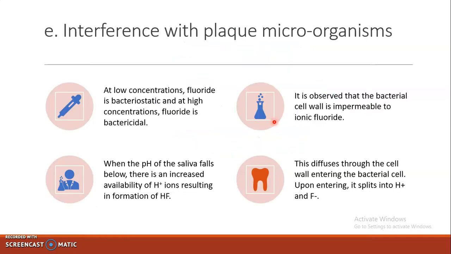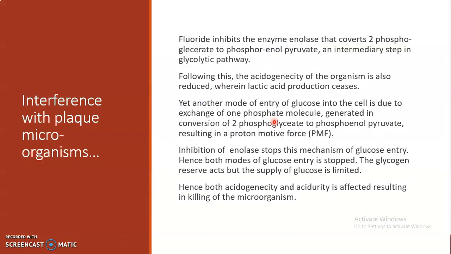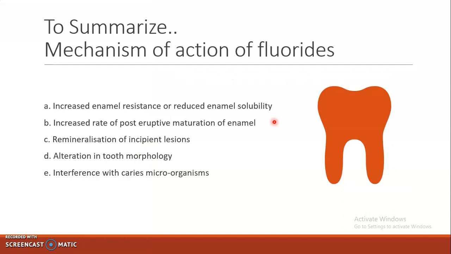Now this is what I have explained in all these steps. You can read that referring to this diagram so that you will be able to understand it easily. So these are the 5 mechanisms of action of fluoride in relation to dental caries. First is the increased enamel resistance or reduced enamel solubility. Second is increased rate of post-eruptive maturation of enamel. Third is remineralization of incipient lesions. Fourth is alteration in tooth morphology. And fifth is interference with caries or plaque microorganisms.